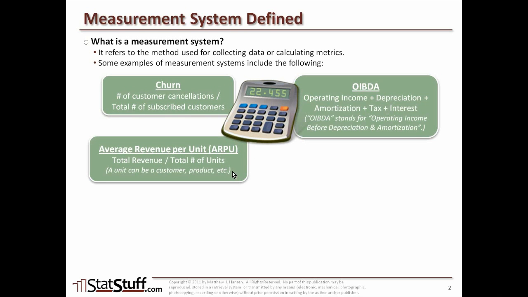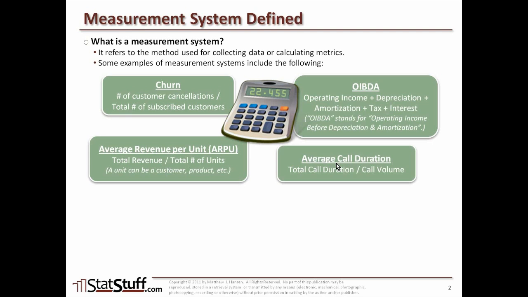Another one is ARPU, which stands for average revenue per unit, which is basically taking your total amount of revenue and dividing it by the total number of units. A unit could be the number of customers or the number of products, depending on how you want to divide it for your type of business. Another one, for a call center, is average call duration, or sometimes called average handle time, where you take the total call duration, whether in seconds or minutes or however your organization calculates that, and divide it by the total call volume that the organization handles. Those are just a few examples of the types of metrics or measurement systems that might exist within your organization.